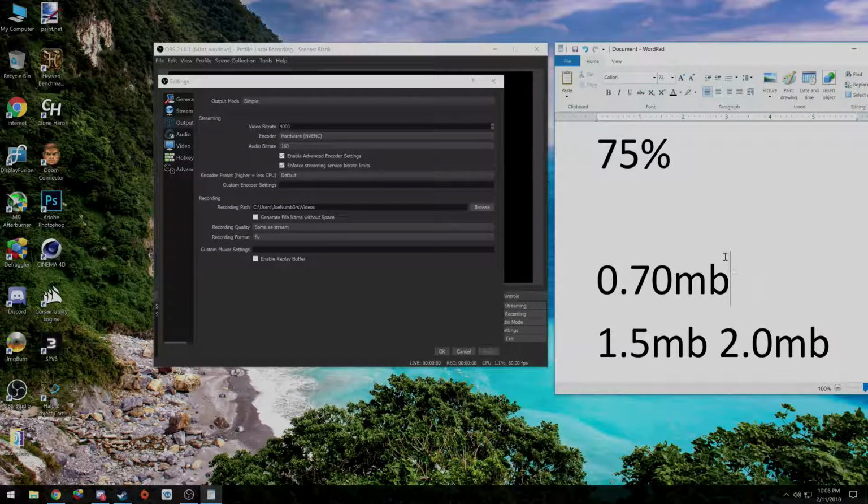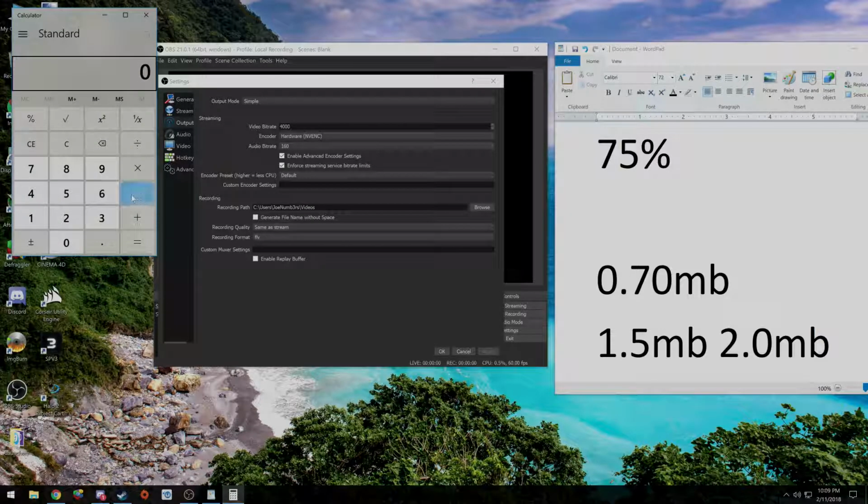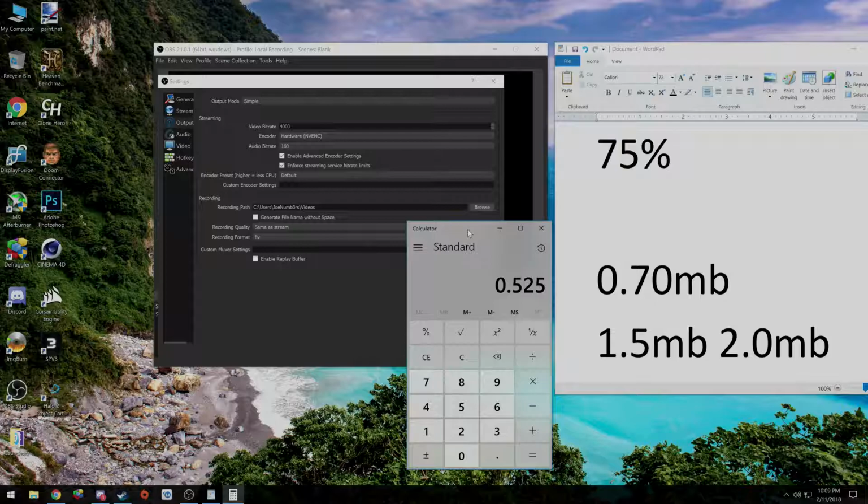So with that being said, whenever you set your video bitrate on OBS Studio, you want it to be set to about 75% of your total upload speed. It's a simple calculation. Take any calculator and do 0.70 times 0.75. And that'll give you the bitrate you want to broadcast with, so that way you can play games online and be able to broadcast them without killing your connection.